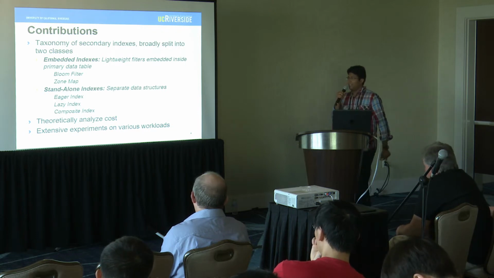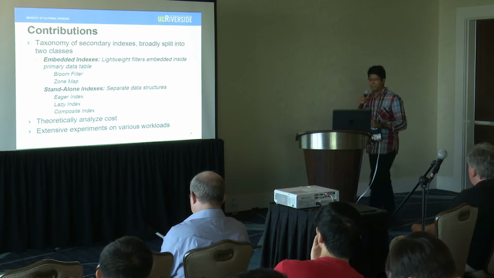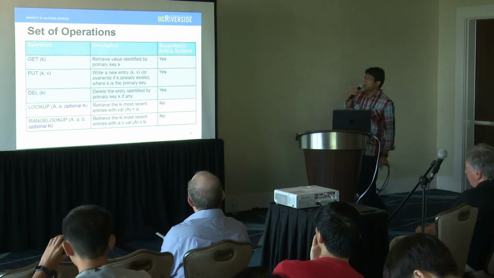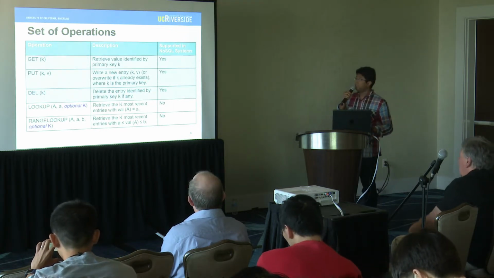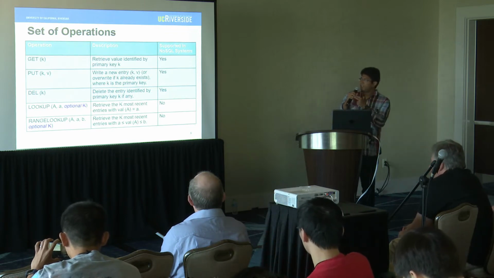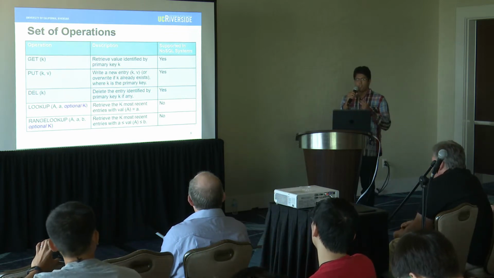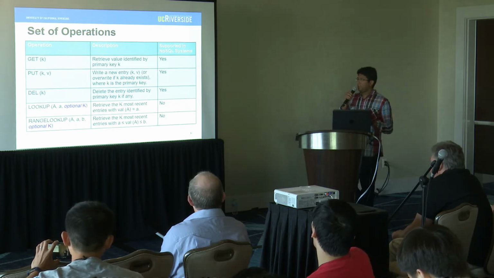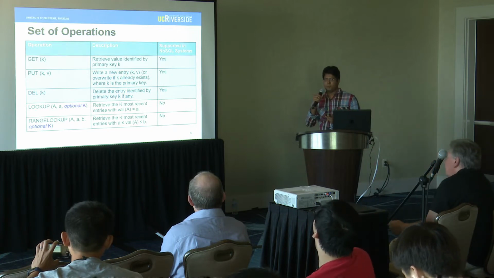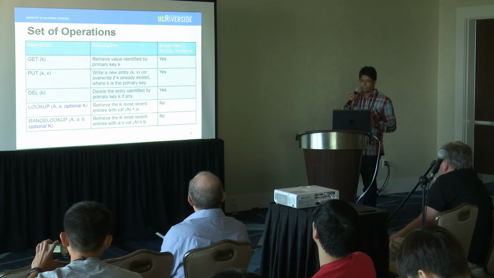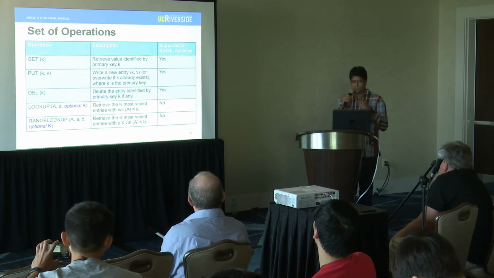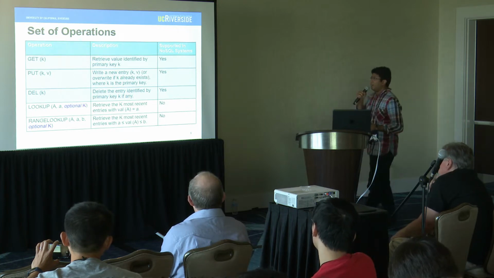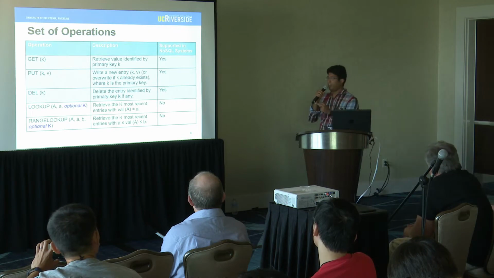Also, we theoretically analyze the costs of all of the indexing strategies. We perform extensive experiments on various workloads. These are the set of operations that a typical NoSQL system supports or wants to support. The first 3 are get, put, and delete. These are operations on primary key, which are typically very efficient in key value stores. The last 2 are lookup and range lookup on secondary attribute, which NoSQL systems want to support, but they are slow. So our focus is on these 2 operations, and we want to make them efficient, but without too much overhead on the top 3 operations.